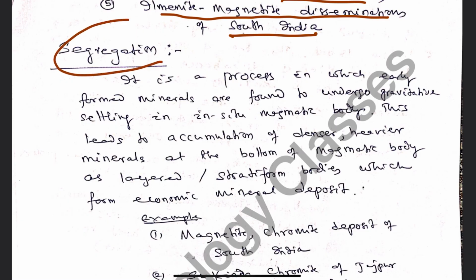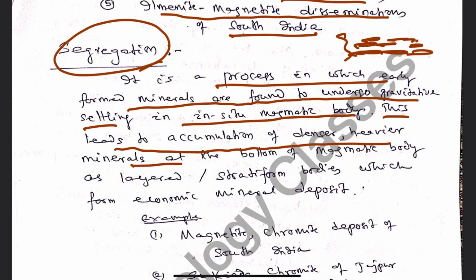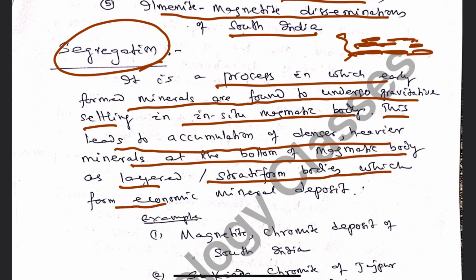Then we have the segregation deposit. Here we find the segregation of the early formed minerals in form of layers, or it may be due to magmatic settling or heavy mineral settling. So it is a process in which early formed crystals or minerals undergo gravitative settling in the in situ magmatic body. This leads to accumulation of denser, heavier minerals at the bottom of the magmatic body as layered or stratiform bodies, which form economic mineral deposits, as we find in case of chromite.